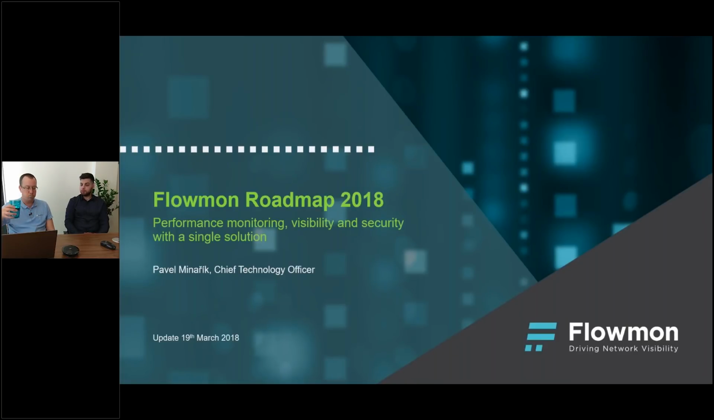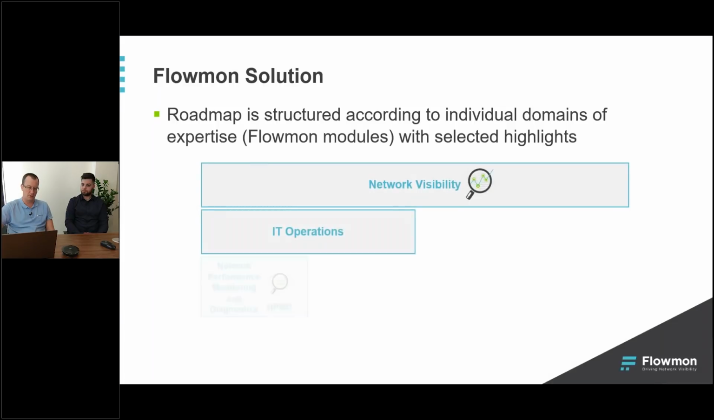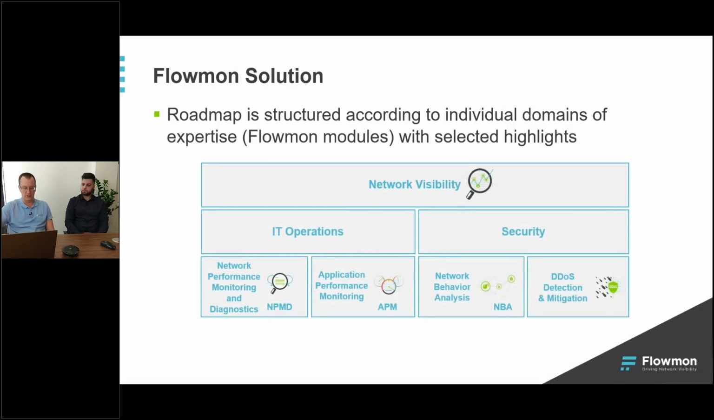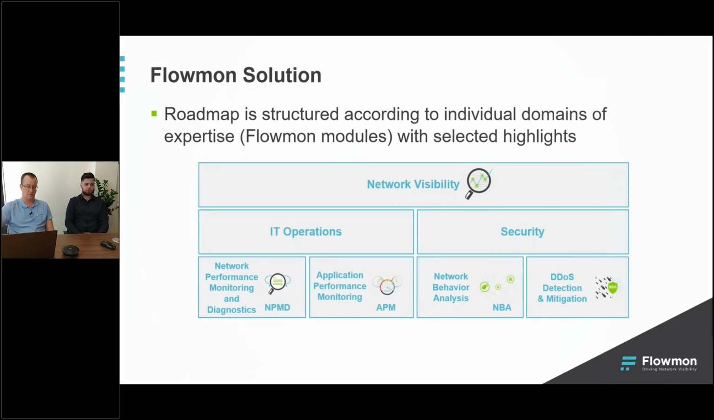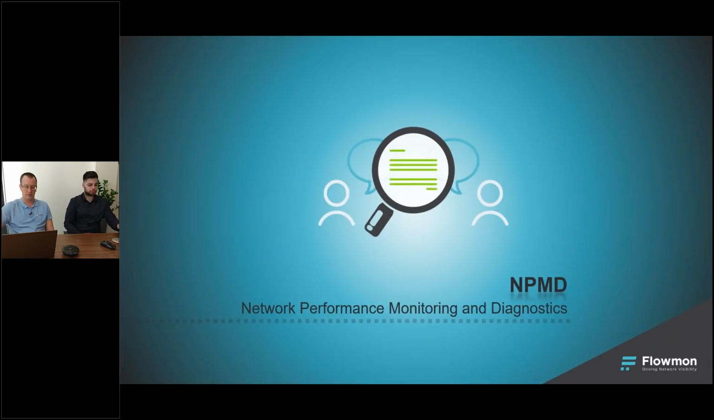But the main topic of today is the roadmap. So if we can start, and maybe with the main part of Flowmon, or the one that we've actually started with, which is network performance monitoring diagnostics. Yeah, sure. The roadmap is actually structured in the traditional way. So, you know, Flowmon is a tool or a set of tools for network traffic visibility that helps IT operations as well as security. And we divide our product portfolio into four major segments: network performance monitoring and diagnostics, application performance monitoring, and from the security part, network behavior analysis and DDoS protection. So we definitely start with NPMD, with network performance monitoring and diagnostics.